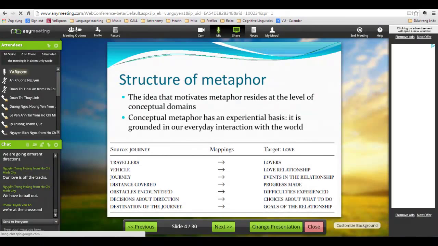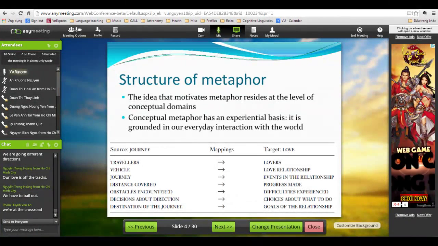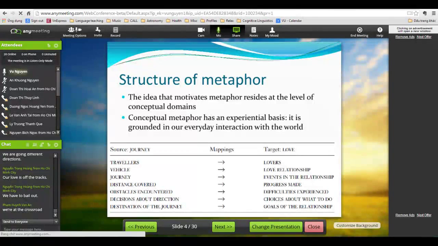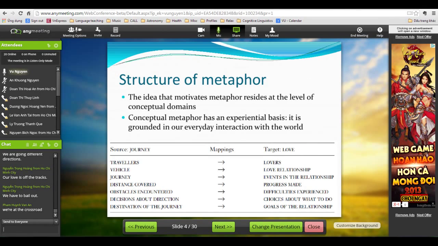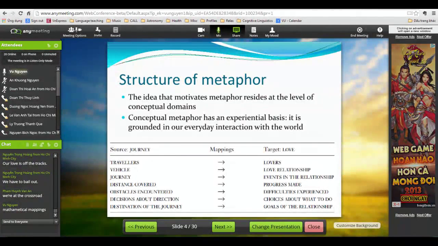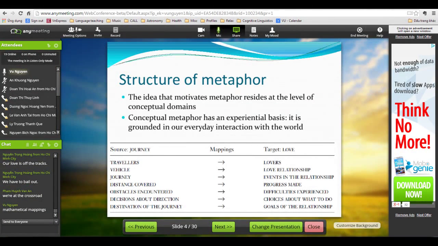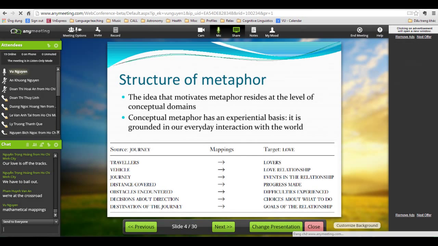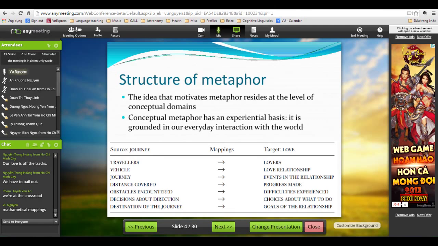So, okay, you see, the structure of a life journey is mapped onto the structure of love in a very similar way to mathematical mapping. That's the term that Lakoff used, and I think I should put it again here, mathematical mapping. Okay, now if you look at this table, and instead of making a table, you draw two domains. In each domain you have these elements with the mapping. You will see that they look very much like the mappings from one set of values to another set of values in mathematics.